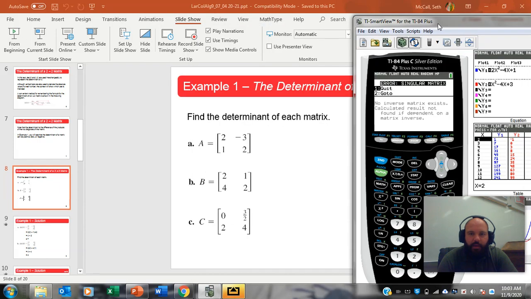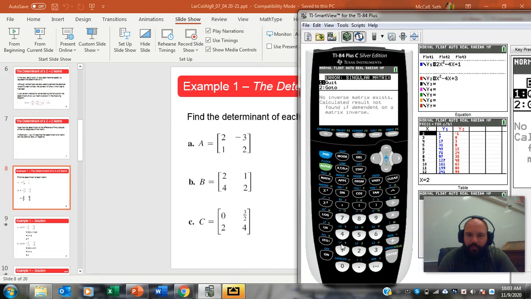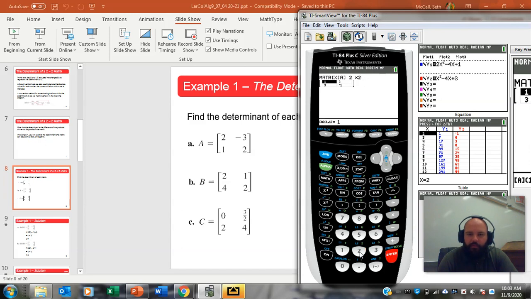So if we open up our graphing calculator here and we hit second matrix, actually we got to quit out of this screen first. Okay. So we're going to hit second matrix and we're going to go over to edit and we're going to enter in the matrix. You can see we have a 2 by 2 matrix and this 2 by 2 is 2, -3, 1, and 2. Like that. So 2, -3, 1, and 2. So now that I have that in, I can hit second quit and go back to my home screen.